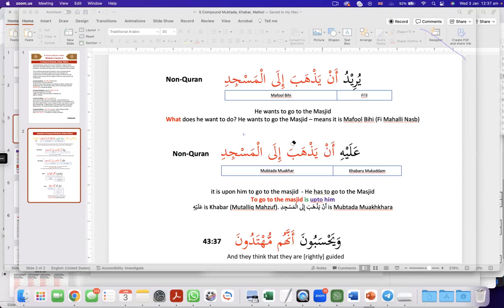I don't want to talk about this much here because, as you can see, people are already shocked by the compound name. Nothing else. By meaning, clearly an yadhhaba ila al-masjidi, to go to the mosque, is up to him. To go or not to go is up to him. It is his job. It is his responsibility. In that sense, okay?